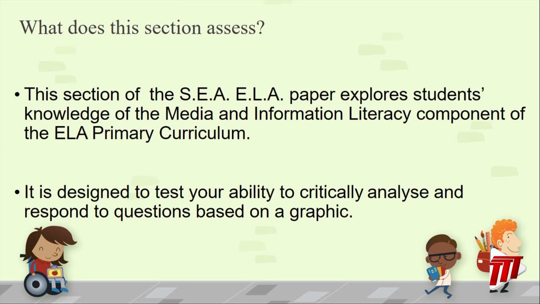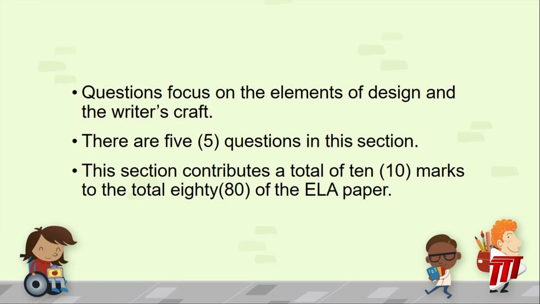This section of the S.E.A. English Language Arts paper explores students' knowledge of the media and information literacy component of the English Language Arts primary curriculum. It is designed to test your ability to critically analyze and respond to questions based on a graphic. Questions focus on the elements of design and the writer's craft. There are 5 questions in this section. This section contributes a total of 10 marks to the total 80 of the English Language Arts paper.